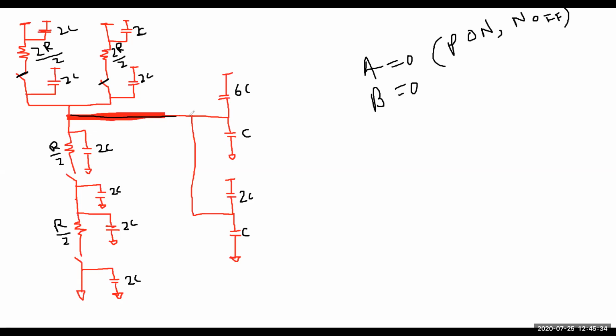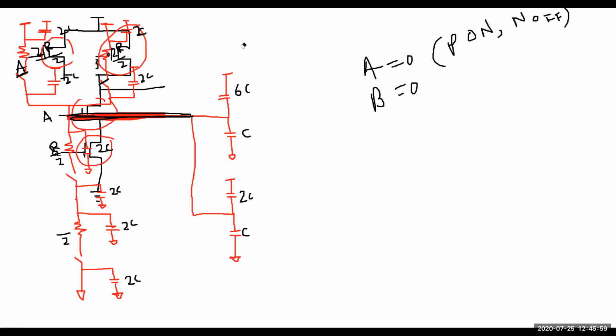The output point is this one. How many elements are connected with your output point? Wait, see this one. Okay, I'm going to use a different color. This part, is this connected? No, it is not connected, right? So I'm going to erase this one.